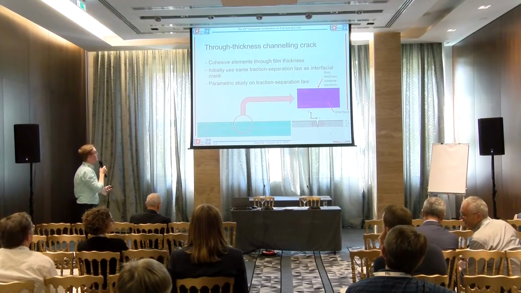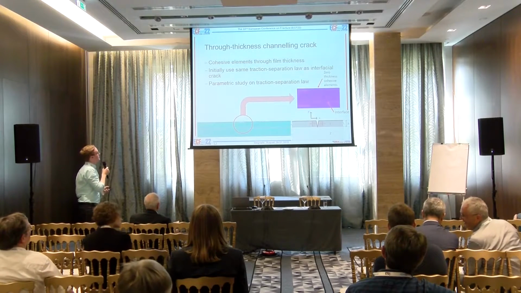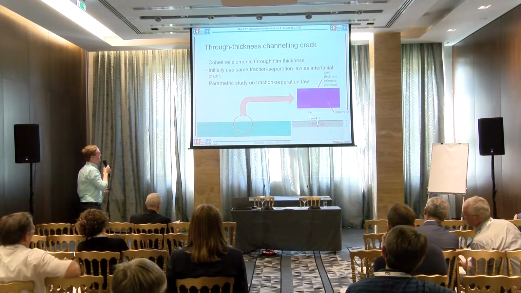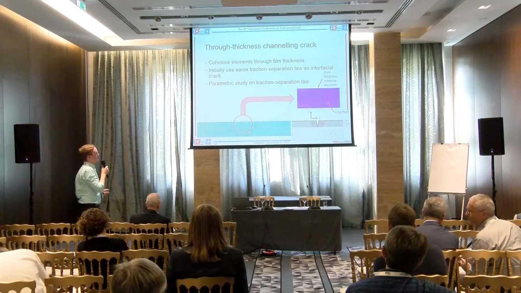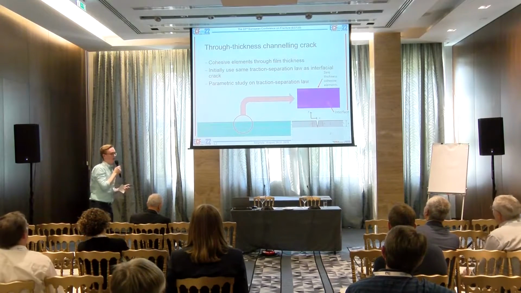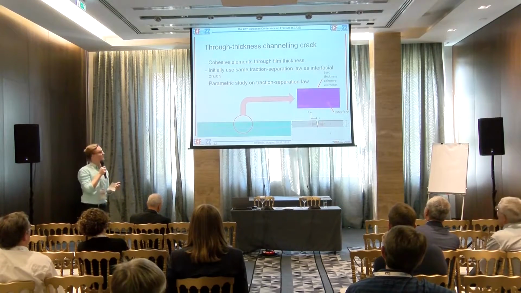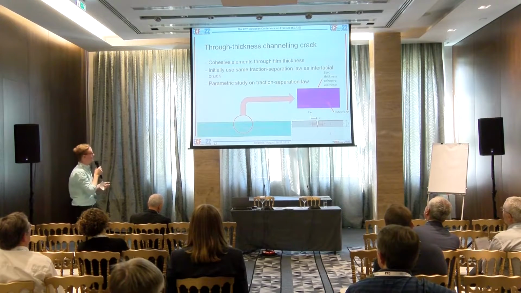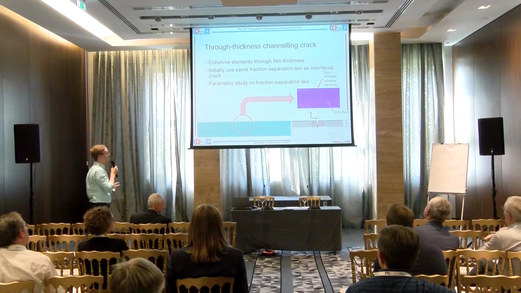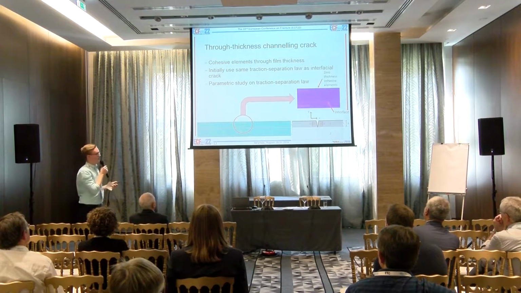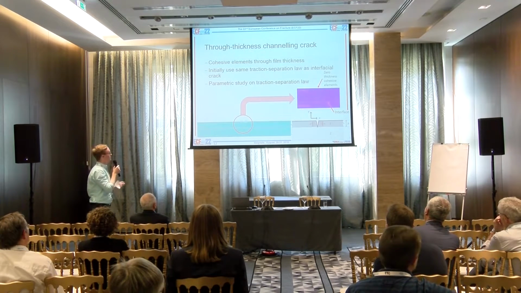Okay, for the through thickness crack, we have cohesive elements through the thickness, and we're modeling the interface with perfect adhesion. As we don't have the through thickness fracture properties of the alkyd paint, we're just going to use the same traction separation law as the interface. Afterwards, we're going to do a parametric study on the parameters.